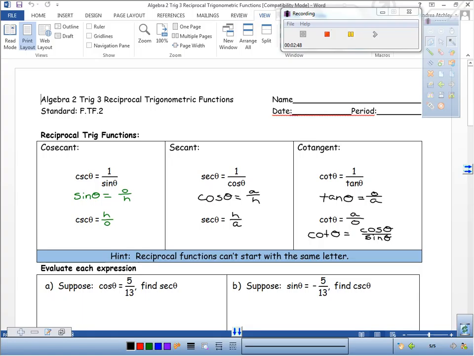Okay, so now the hard thing is to remember which one goes with which. Obviously, tangent and cotangent are easy because they both have tangent in them. But cosecant and secant are a little confusing. So here's how you remember. A hint is that reciprocal functions cannot start with the same letter. So cosecant goes with sine because they have opposite first letters. Secant goes with cosine because they have opposite first letters. You can't have secant and sine because they have the same first letter. Does that make sense? So just remember that little hint. It helps you remember which one goes with which.